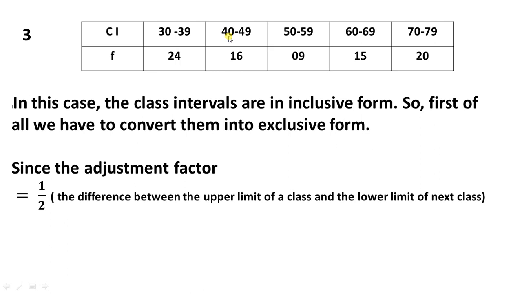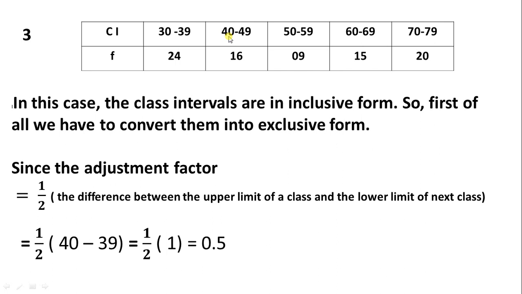The adjustment factor is half the difference between the upper limit of a class and the lower limit of the next class. That is, in this problem, it is half of 40 minus 39. The difference is 1 and hence the adjustment factor is 0.5. To convert the given class interval into exclusive form, we have to subtract the adjustment factor from all the lower limits and add it to all the upper limits.